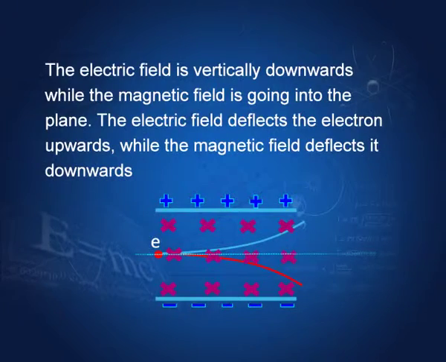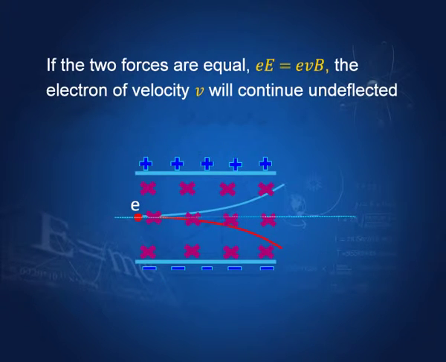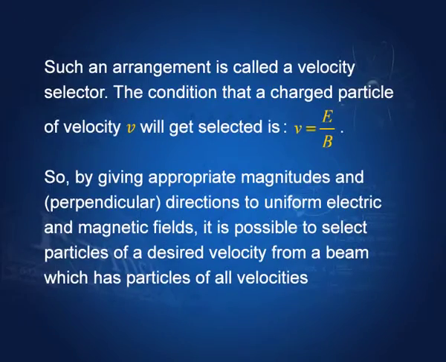The electric field is vertically downwards, while the magnetic field is going into the plane. The electric field deflects the particle upwards, the magnetic field deflects it downwards, the two deflections are equal. That means, E is equal to V B, and the electron of velocity v will continue undeflected. That means, if I adjust E and B, I can, out of a beam, select a certain velocity. This arrangement is called a velocity selector, and this V would be E by B from these expressions.